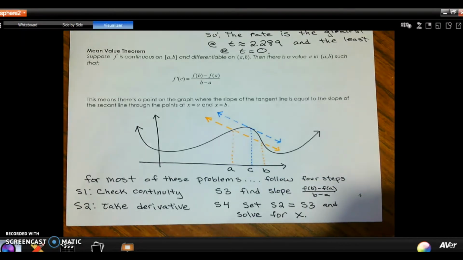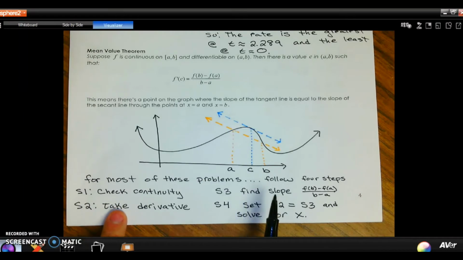So when you get these problems, usually it'll say something like, according to the mean value theorem, or find the value of C guaranteed by the mean value theorem. The steps are going to be very similar for most of these problems. First, make sure that it's continuous. Usually the problem will say that it's continuous. Then you're going to take the derivative. Then you are also going to find the slope using the average rate of change. What the mean value theorem says is that step 2 and step 3 have to be equal to each other somewhere in that interval. So all you're going to do is take step 2, set it equal to step 3, and solve for x.